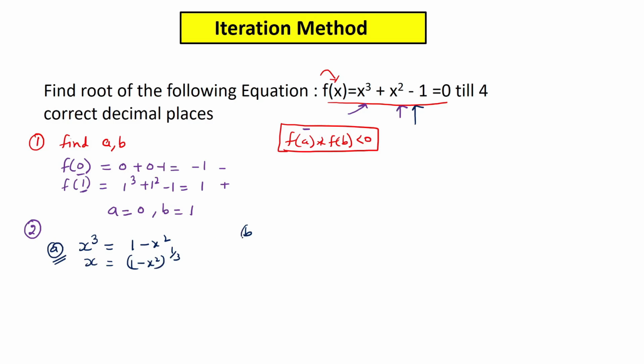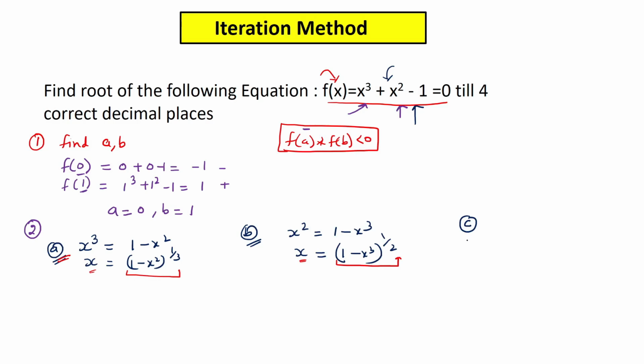Now let's see another way. If I rewrite this equation, I can keep x square here and move the other part to the right hand side. Now I can say x equal to (1 minus x cube), and this 2 will become square root, that is 1 by 2. So here you can see in this part, this is x and this total is your phi x. The same way, this is your x and this is phi x.